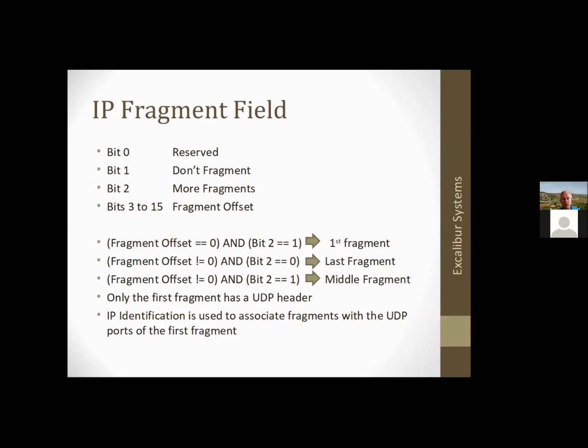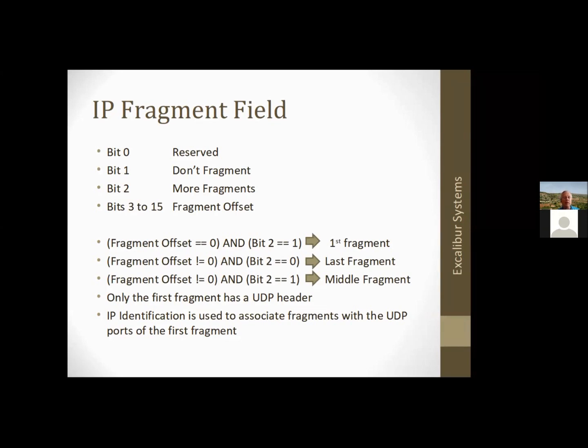So if you have fragment offset 0 and bit 2 is a 1, that means this is the first fragment and there are more to follow. On the other hand, if bit 2 is a 0 and the fragment offset is not 0, that means this is the last fragment. Because it can't be the first, because the fragment offset has to be a 0 on the first. And it can't be in the middle, because if it were in the middle, there would be more fragments, but bit 2 is 0, so there aren't more fragments.